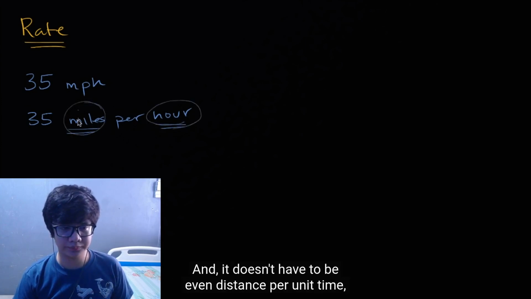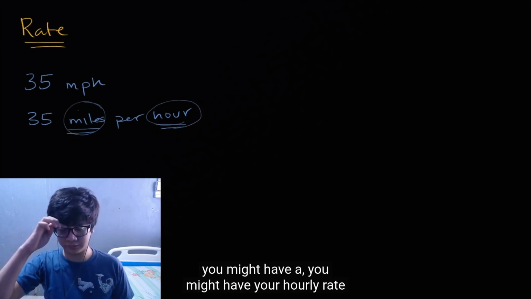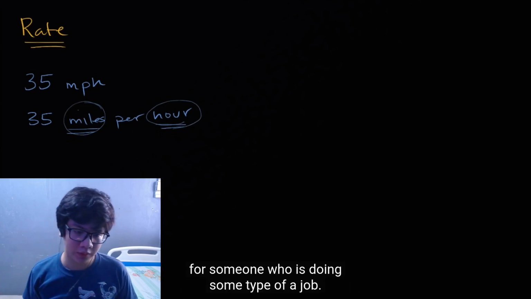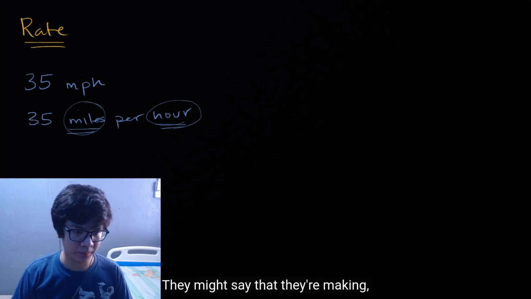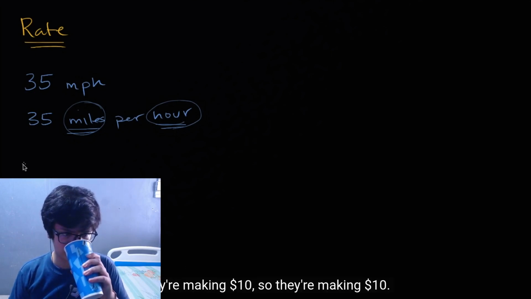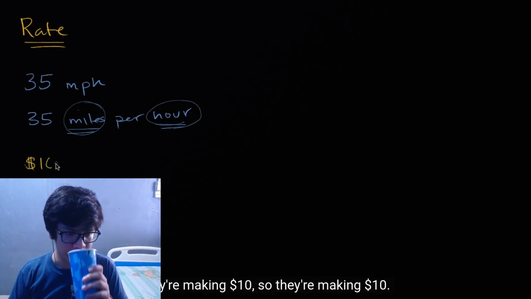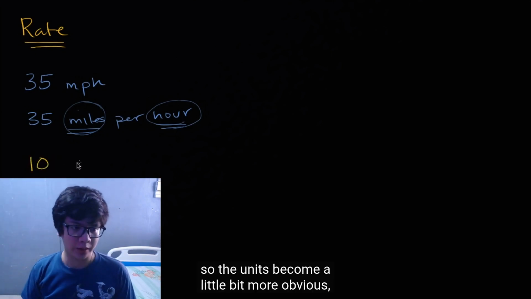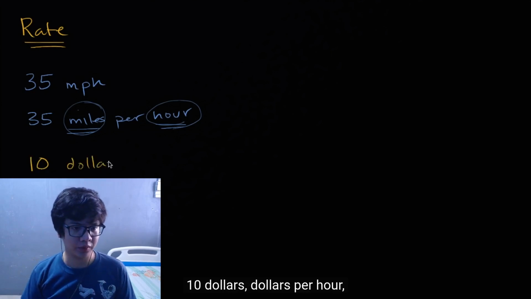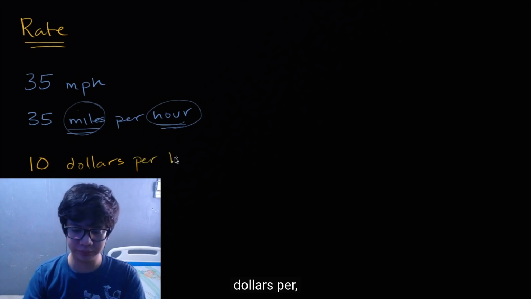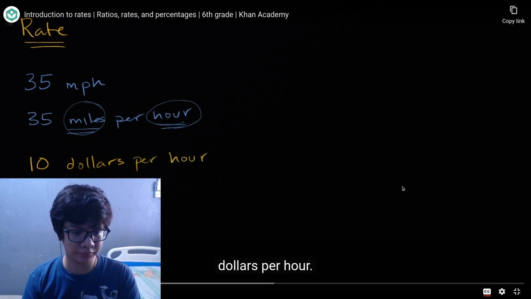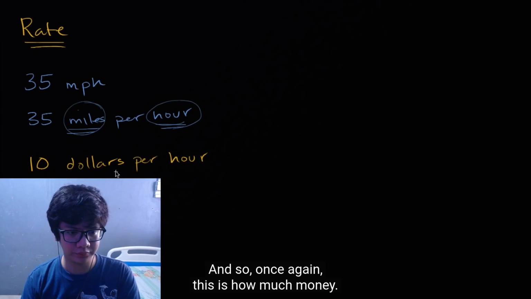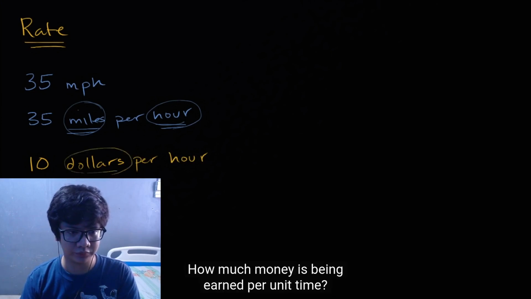And it doesn't have to be even distance per unit time. You might have your hourly rate for someone who's doing some type of a job. They might say that they're making $10. Actually, let me write the dollars out so the units become a little bit more obvious. $10 per hour, dollars per hour. And so once again, this is how much money. It's not talking about distance anymore. How much money is being earned per unit time.